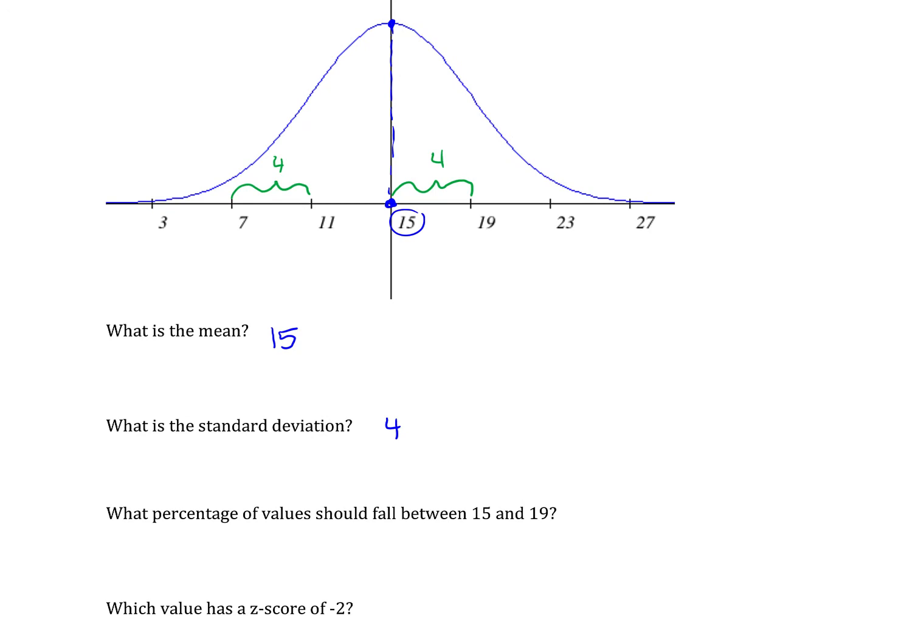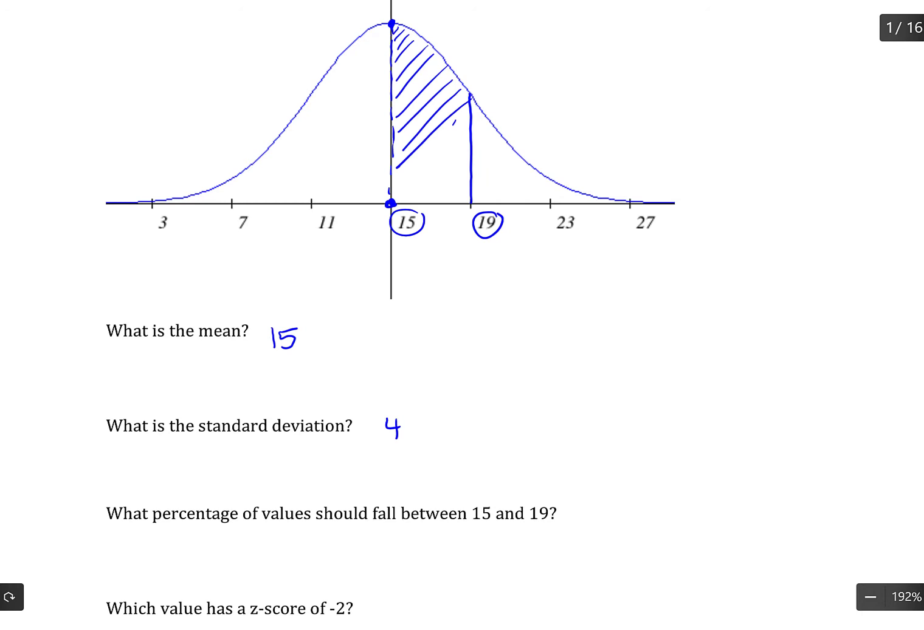What percentage of values should fall between 15 and 19? Well, 15 and 19, if we look at those values on our chart, are here and here. The percent of values that would fall between those numbers would be this shaded region right here. How do we find the area of that shaded region?